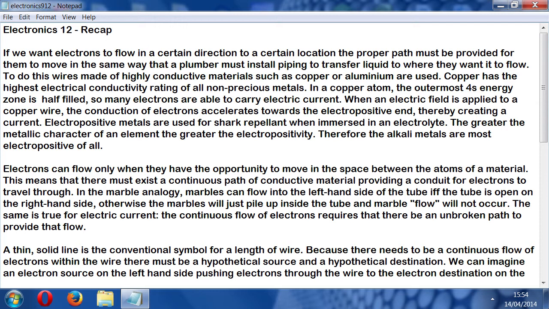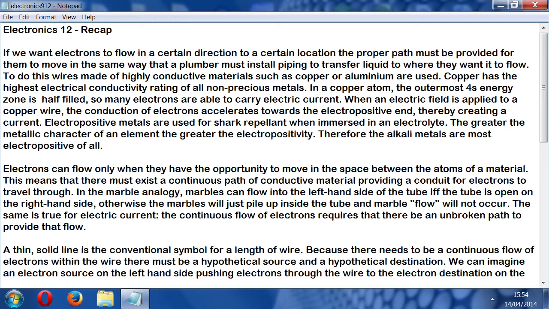If we want our electrons to flow in a certain direction to a certain location, the proper path must be provided for them to move in the same way. A plumber must install piping to transfer liquid to where they want it to flow. So we're not thinking about circuitry yet. We're thinking about point A to point B, source to destination. To do this, wires made of highly conductive materials such as copper or aluminium are used.